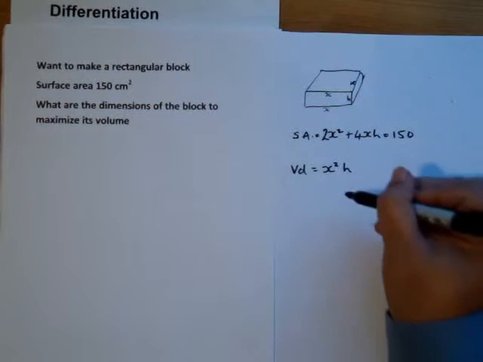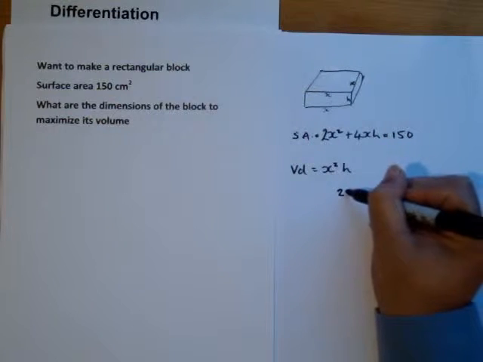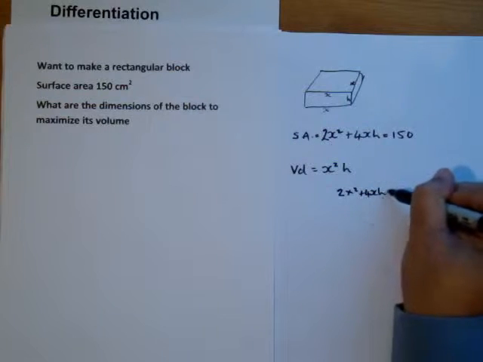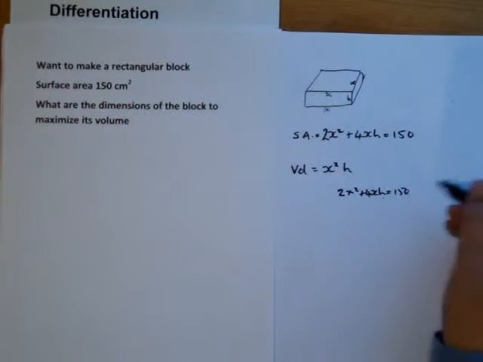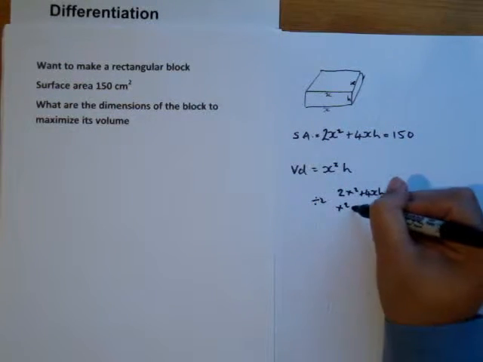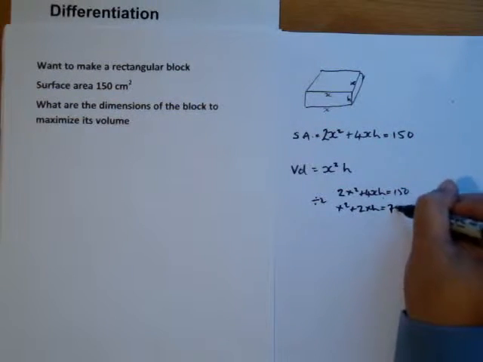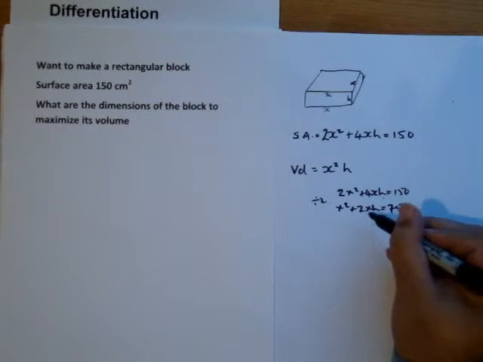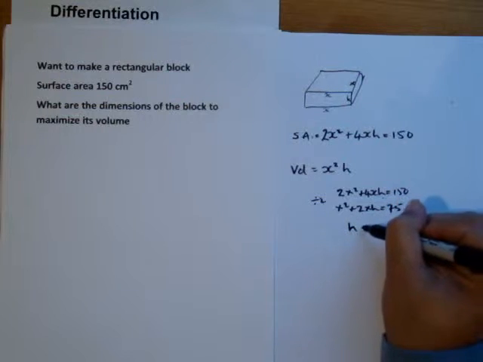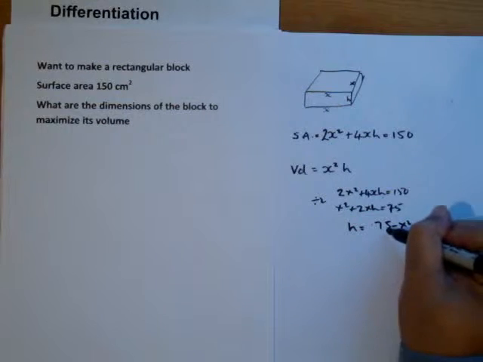So let's do that. So h, 2x squared plus 4xh equals 150. Divide through by 2, we get x squared plus 2xh equals 75. Then bring that to the other side, we get h equals 75 minus x squared all over 2x.